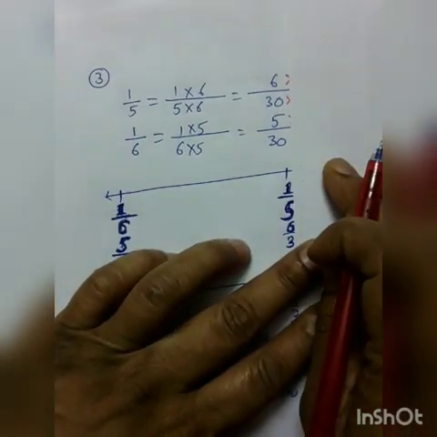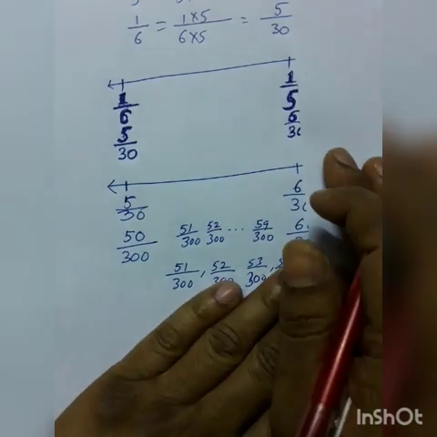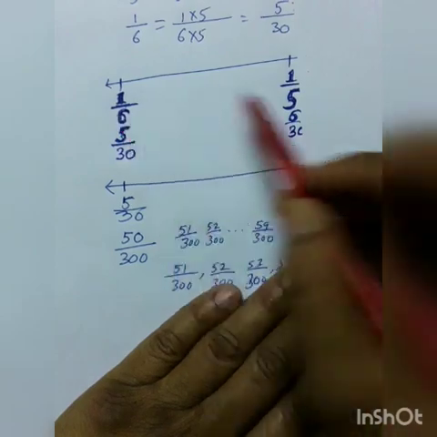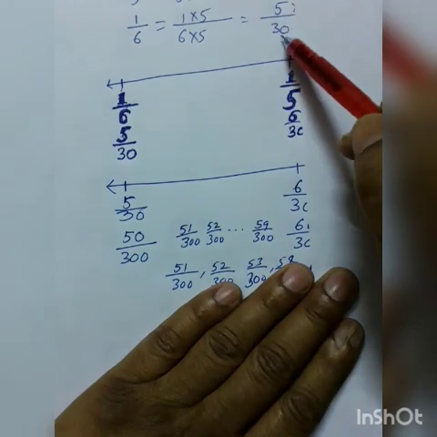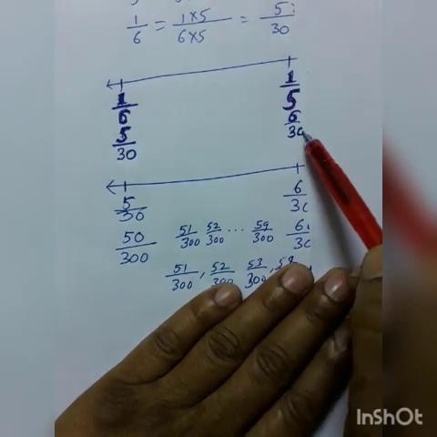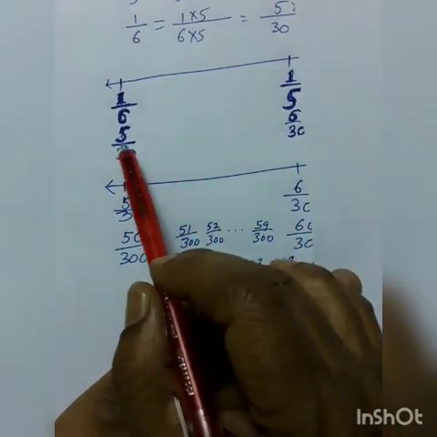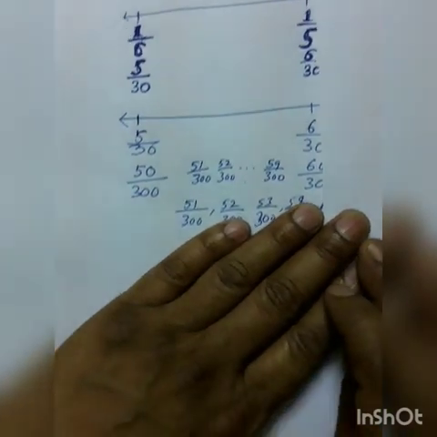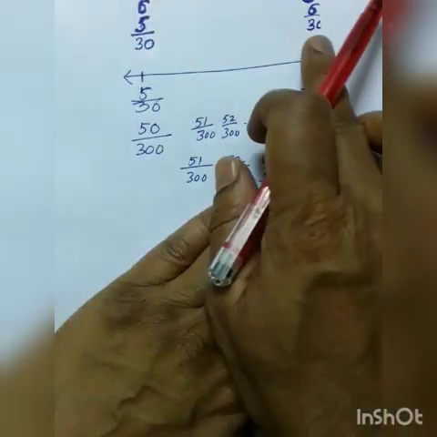After that you will show it on the number line. See, 1 by 6 and 1 by 5. Since 1 by 6 is smaller than 1 by 5, we have taken it on the left side and 1 by 5 on the right side. See, 1 by 6 is 5 by 30 and 1 by 5 is 6 by 30. So dear children, now see, this is the same 30, 30, but between 5 and 6 you cannot see any number. So going to the next step, you have to make it a little larger.